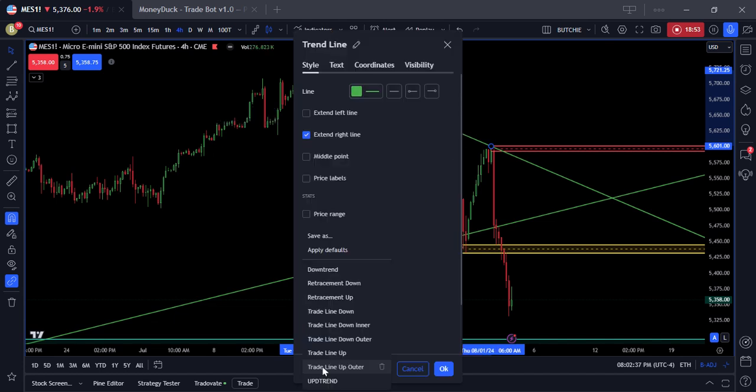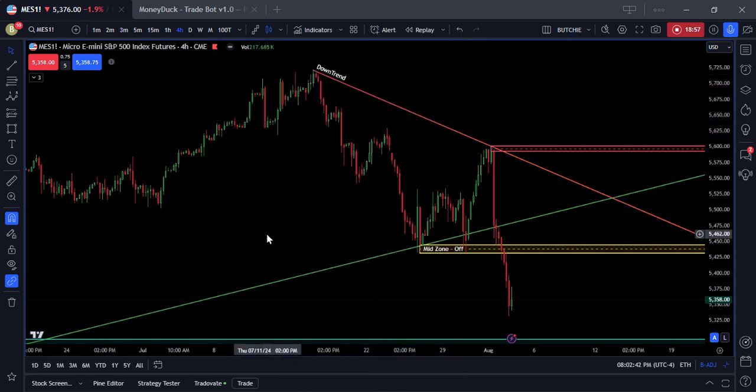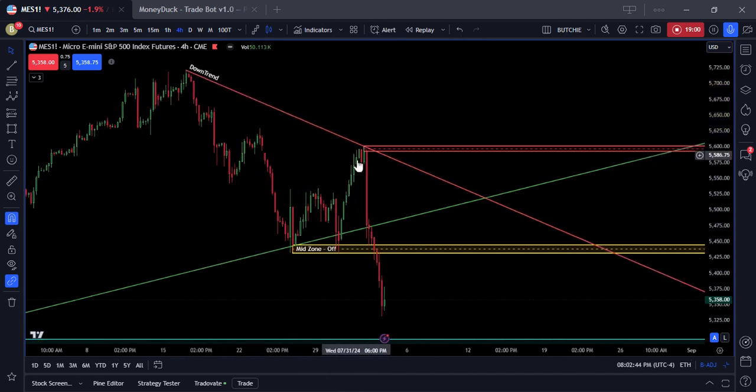Again, we only need one. You only need one down trend line, one up trend line. Don't dirty your charts up with a lot of lines. That's all you need, a downtrend, uptrend. We're leaving this one on.